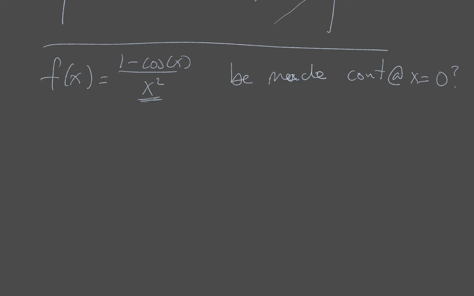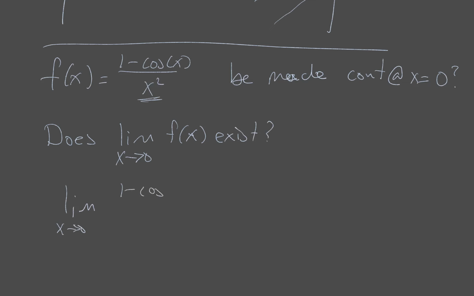Does it have a hole there? Does it have an asymptote there? What kind of discontinuity does it have? Well, we want to see if that limit as we get close to 0 exists. So can it be made continuous is the same question as, does the limit as x goes to 0 of f of x exist? If it exists, we can fix that hole at 0 by just setting f of 0 to be equal to that limit, and that just fills in the hole. Okay, so we're going to take this limit as x goes to 0, 1 minus cosine of x over x squared. We're going to see if we can do this.